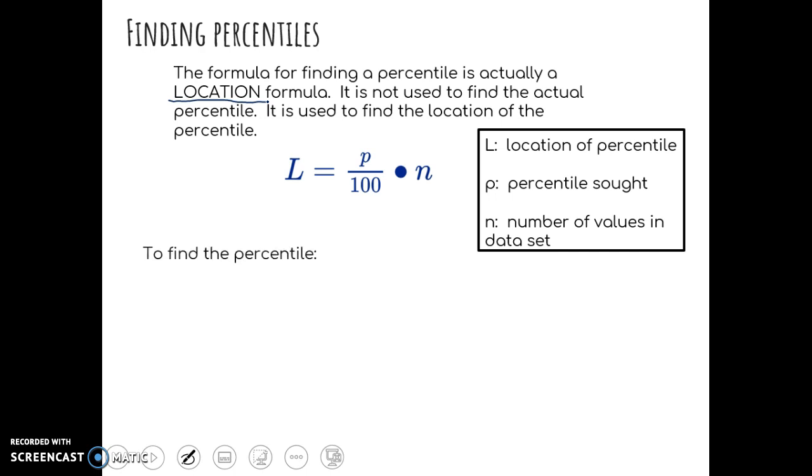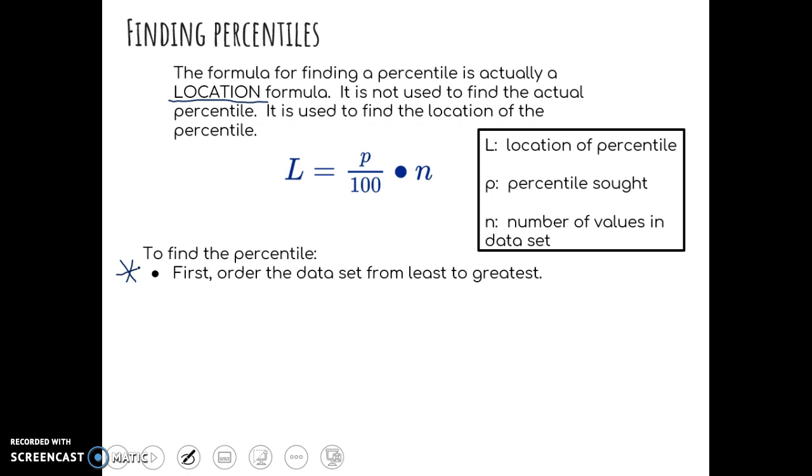Now, like I said, this is a process. We always start with the formula. Actually, before I would even start with the formula, I would do this step. This is so important for anything to do with percentiles. You want to make sure your data is in order from smallest to largest. You can do this by hand. You can also do this with the calculator.